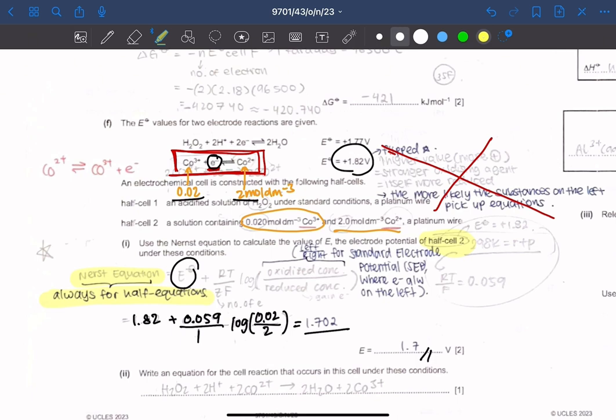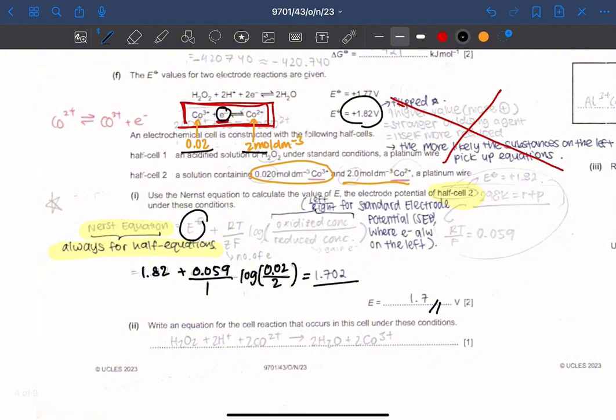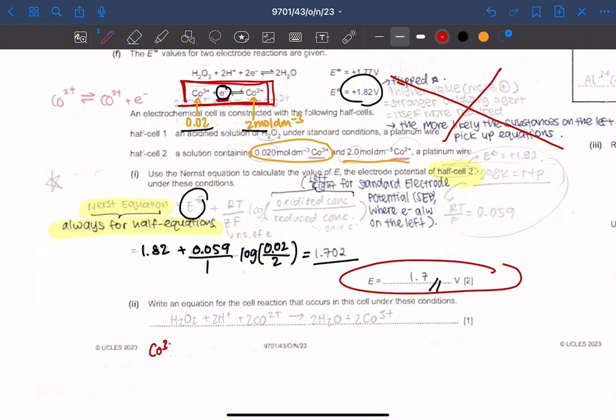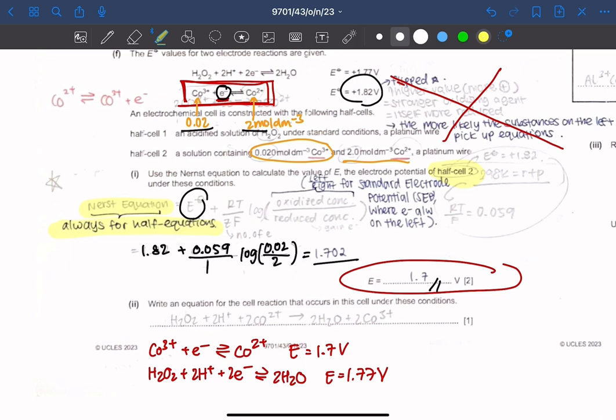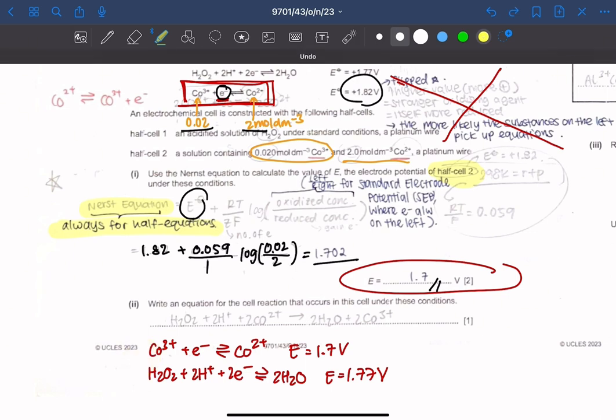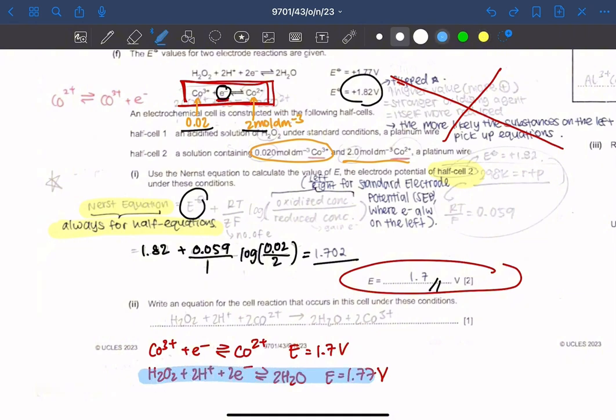So moving on, next question. Write an equation for the cell reaction that occurs in this cell under these conditions. So for this question, we should use the newly calculated E naught value of the cobalt half cell, which is 1.7 V. So let's rewrite this. Co3+ plus e minus forms Co2+ with an E naught value of 1.7 V, and H2O2 plus 2H+ plus 2e minus forms 2H2O with an E naught value of 1.77 V. Both are positive. So which one of the half equations here is more positive? So of course it is this one.